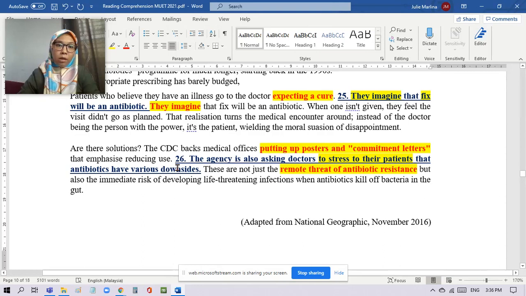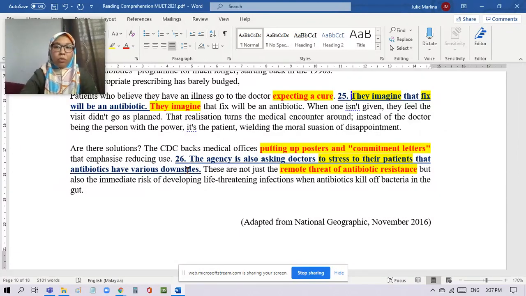So that's why the answer is the agency is also asking doctor to stress to their patient about the antibiotic that have various downside. Maknanya they wanted the doctor to tell the patient that antibiotic is not good, that the antibiotic have downside, it cannot fix everything, it cannot cure everything, maybe for a while only, and it actually depends on how your antibiotic accept whatever that you try to accept.